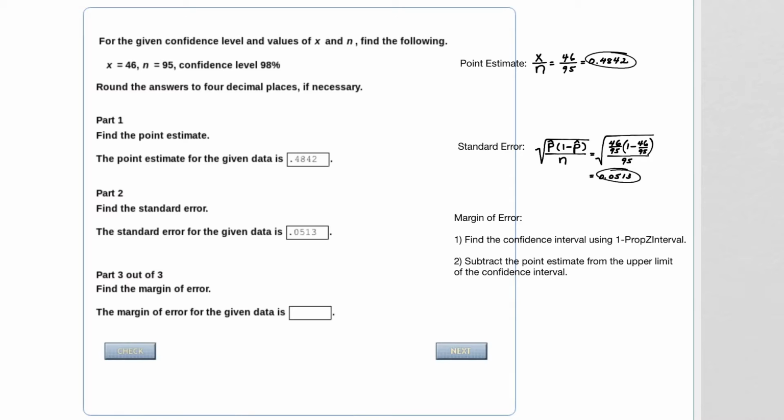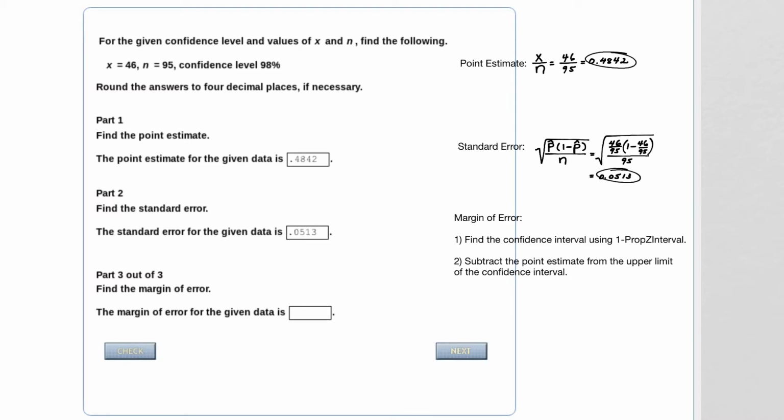Now we want to find the margin of error. In order to find this, in the instructions they tell you to use the table to find a critical value and then do a particular computation. But you don't really need to do that. What you can do is find the confidence interval using one prop z interval on your calculator. So I'm going to start with that.